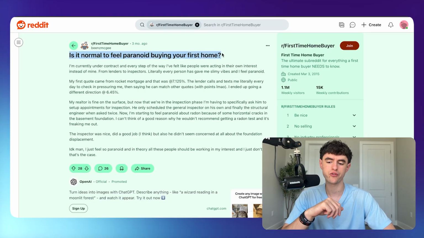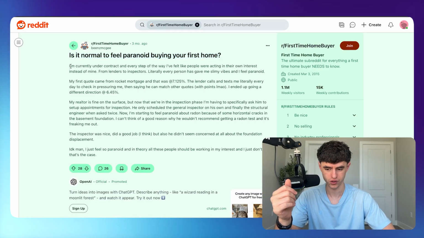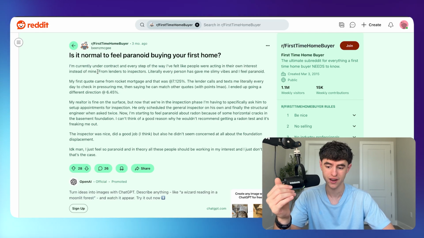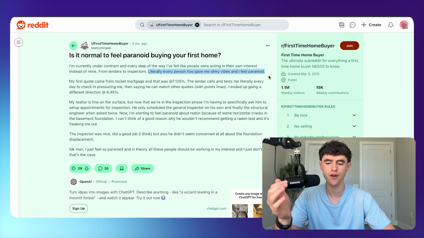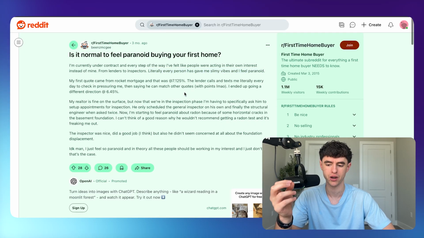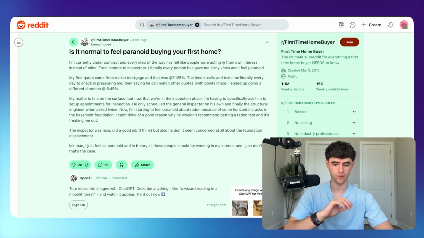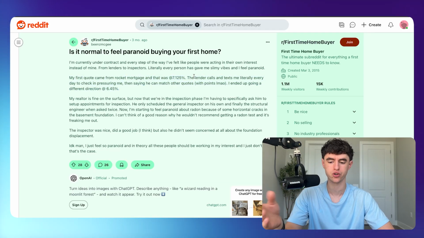Is it normal to feel paranoid buying your first home? So I'm currently under contract, and every step of the way, I felt like the people were acting on their own interest instead of mine, from lenders to inspectors. Literally every person has given me slimy vibes and I feel paranoid. My first quote came from Rocket Mortgage that was 7.125%.